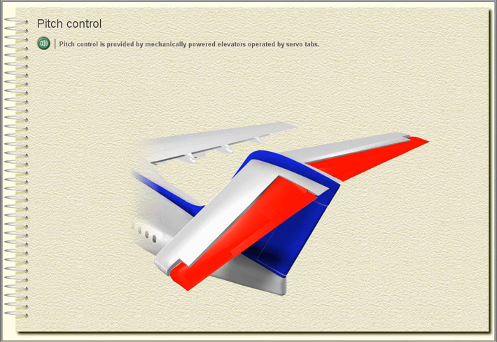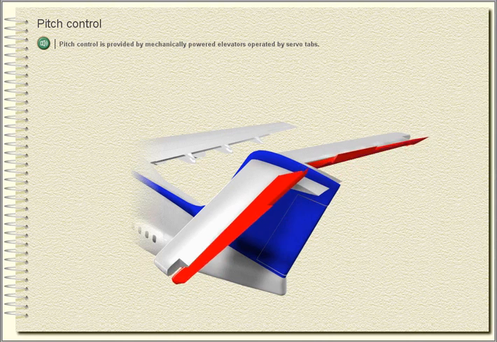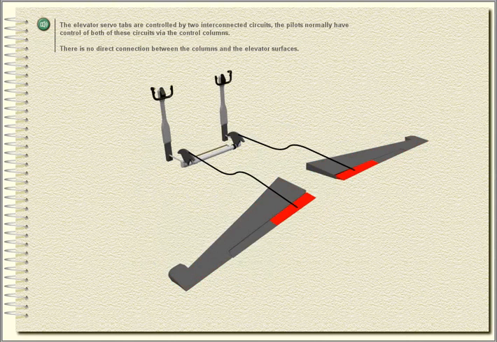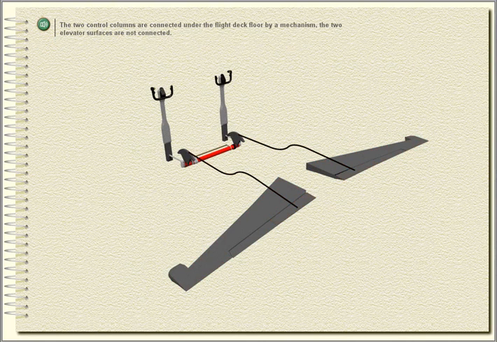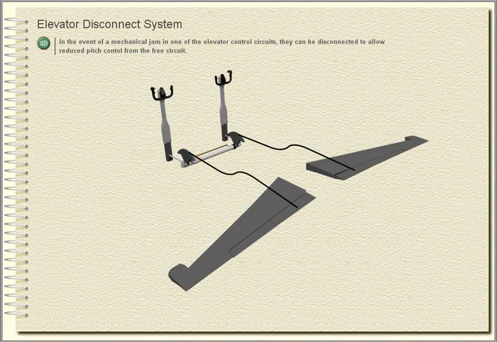Pitch control. Pitch control is provided by mechanically powered elevators operated by servo tabs. The elevator servo tabs are controlled by two interconnected circuits. The pilots normally have control of both of these circuits via the control columns. There is no direct connection between the columns and the elevator surfaces. The two control columns are connected under the flight deck floor by a mechanism. The two elevator surfaces are not connected.